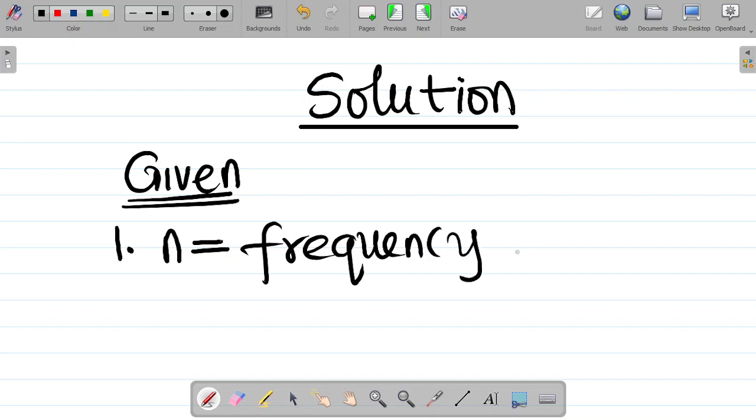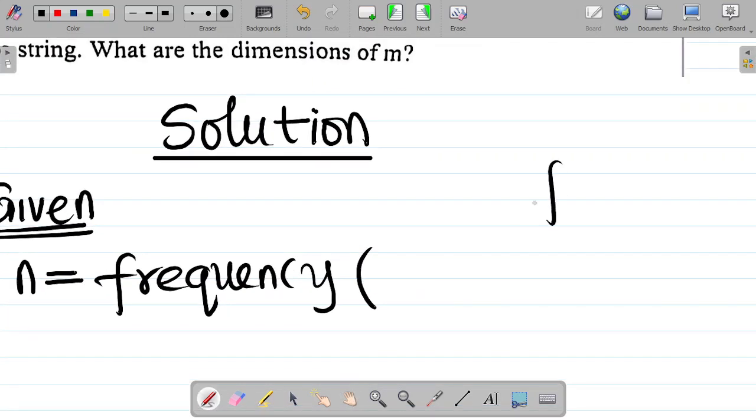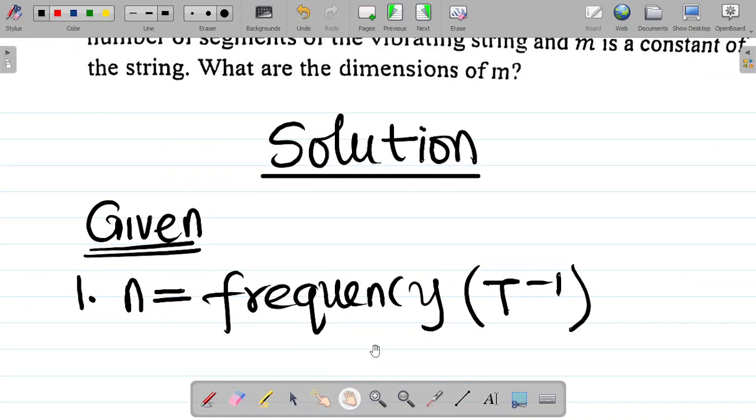For frequency, what's your dimension? Now let's get a dimension for frequency. I'll put that in a bracket. For frequency, don't forget that frequency f is equal to 1 all over period, and period is t. So the dimension of frequency is equal to t to the power minus 1. That's the dimension for frequency.